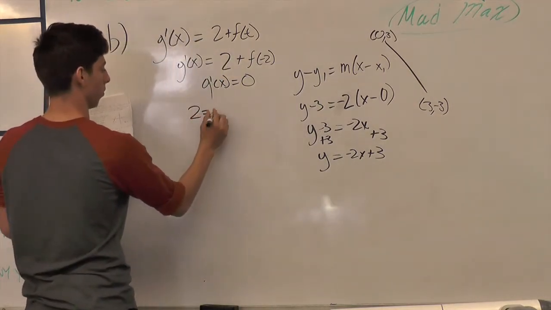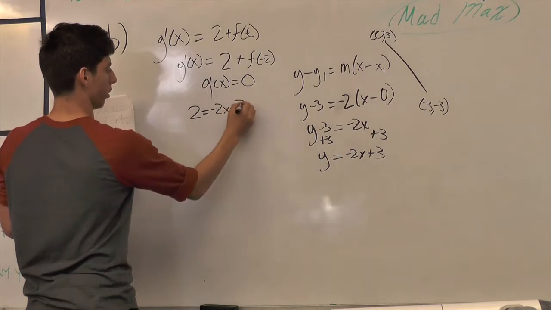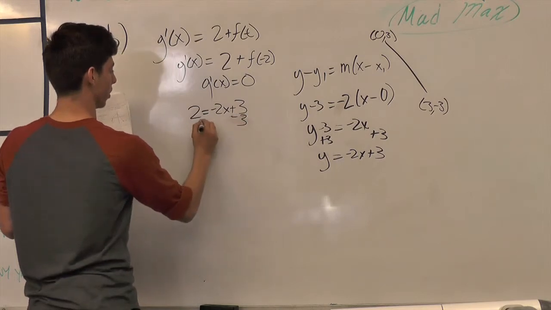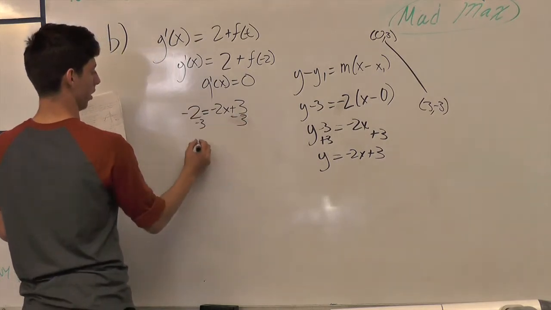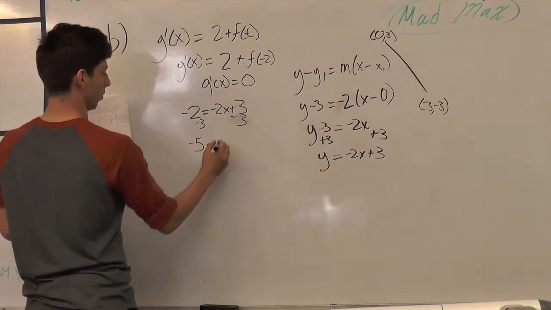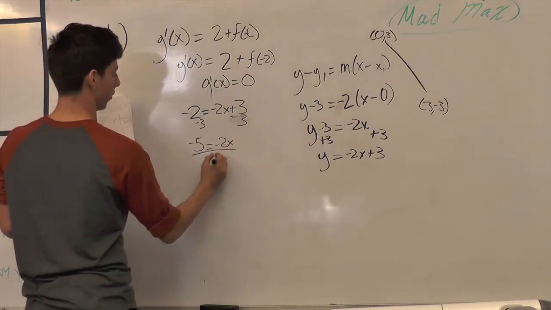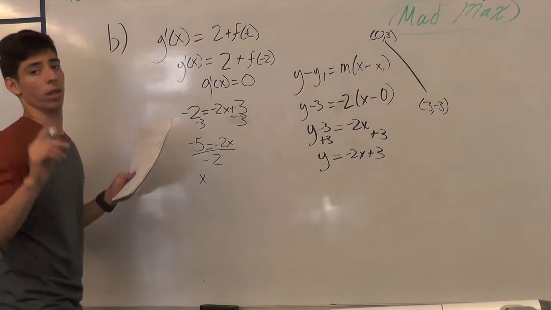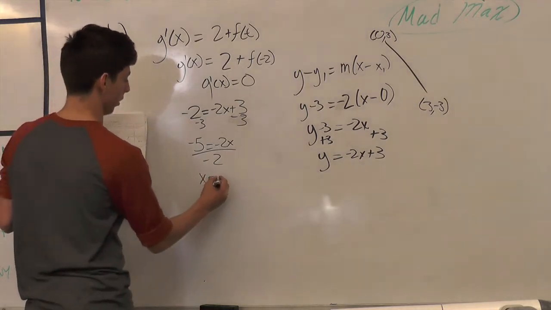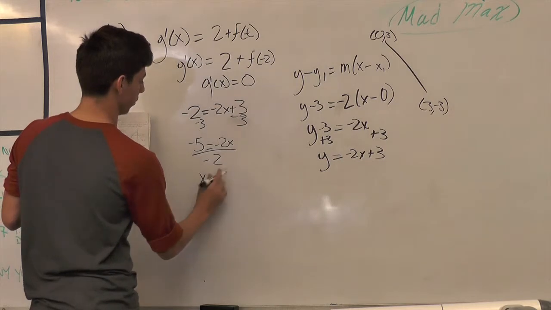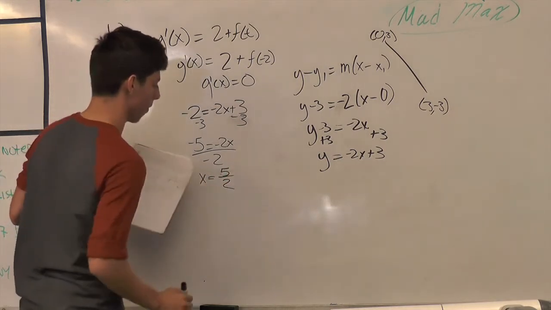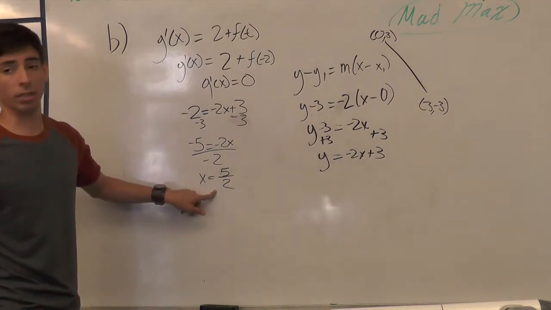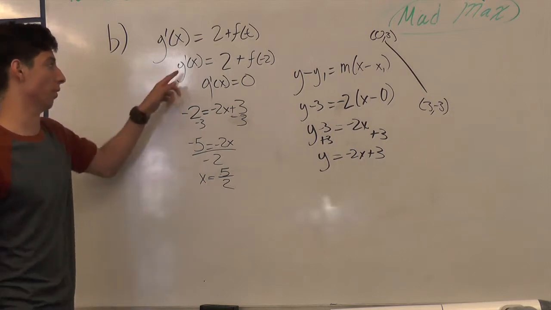2 equals negative 2x plus 3. Simple algebra. Subtract 3 from both sides. You get negative 1 equals negative 2x. Divide by negative 2 on both sides. And the x value at which there is a maximum is 5 over 2. So at the x-coordinate 5 over 2, there is an absolute maximum for g of x.